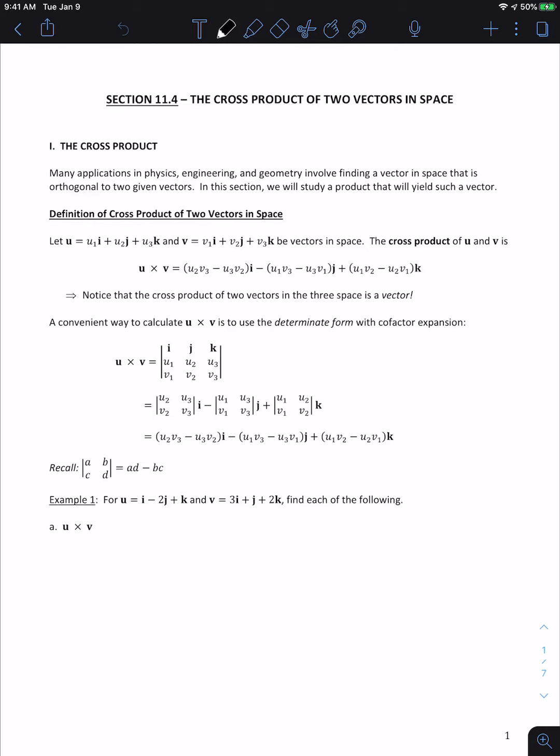Hello everyone, in this video we're going to be looking at section 11.4, which is the cross product of two vectors in space. Alright, so subsection 1 is just introducing the cross product. Many applications in physics, engineering, and geometry involve finding a vector in space that is orthogonal to two given vectors. In this section we will study a product that will yield such a vector.